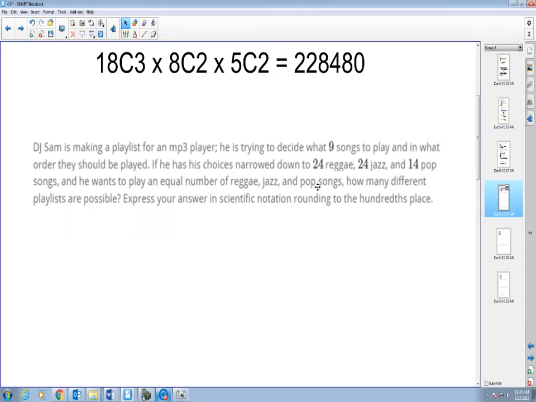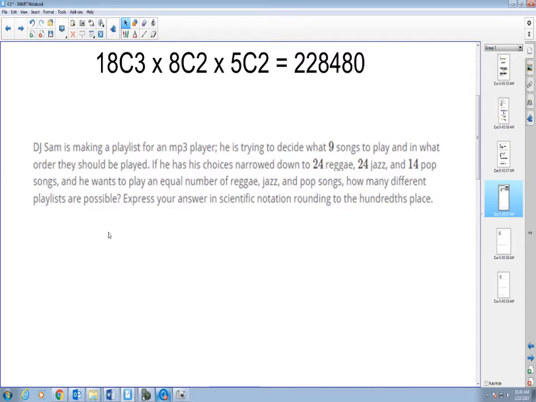This problem right here, I think we talked about something like this before, a little bit about songs. Let's say DJ Sam is making a playlist. He's trying to decide what 9 songs to play and in what order they should play. If he has his choice narrowed down to 24 reggae, 24 jazz, and 14 pop, and he wants to play an equal number of reggae, jazz, and pop songs, how many different playlists are possible?